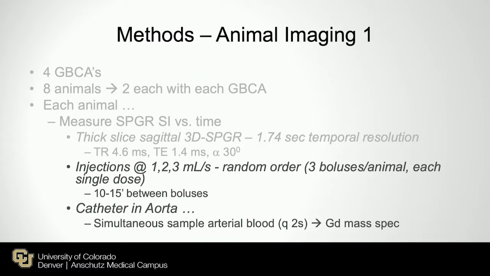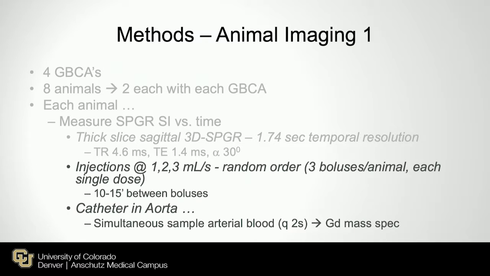And then we injected them with 1, 2, and 3 ml per second injections of full dose each time, about 15 minutes in between boluses. The order of that injection rate was randomized, and 3 boluses per animal.